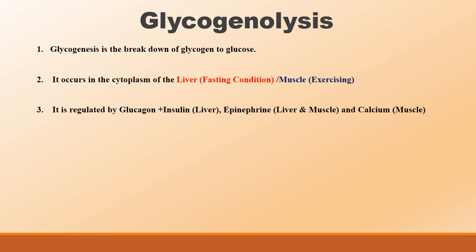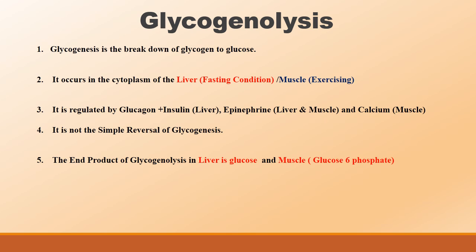It is regulated by glucagon and insulin in case of liver, epinephrine in liver and muscle, and calcium in case of muscle. The key point to remember is it is not the simple reversal of glycogenesis. The end product of glycogenolysis in liver is glucose and in muscle it is glucose 6-phosphate. This is a common catch question in viva: why is the end product of glycogenolysis in muscle glucose 6-phosphate? The answer is the muscle lacks the enzyme glucose 6-phosphatase.